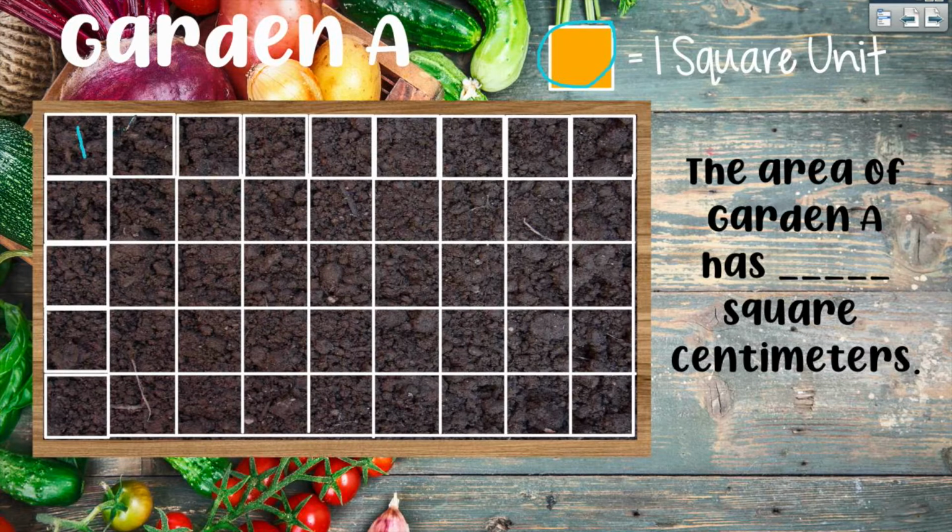1, 2, 3, 4, 5, 6, 7, 8, 9. So there's 9 squares in each row.